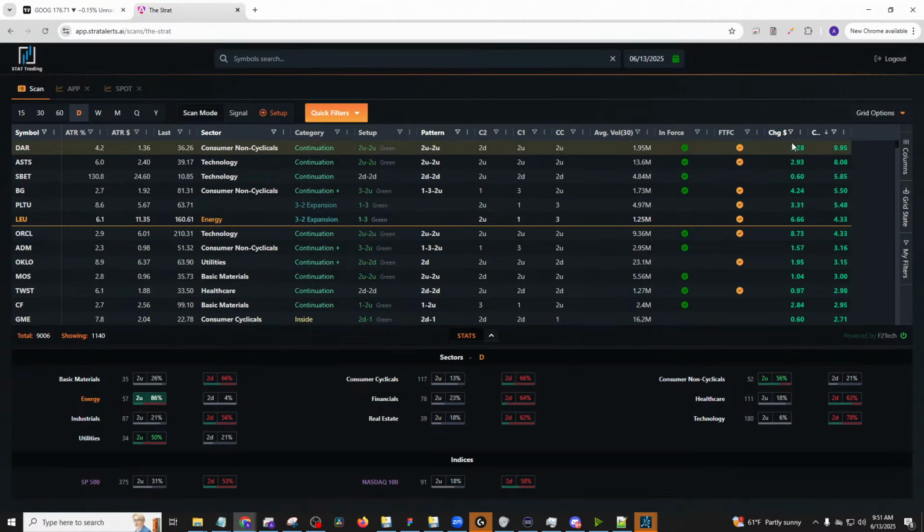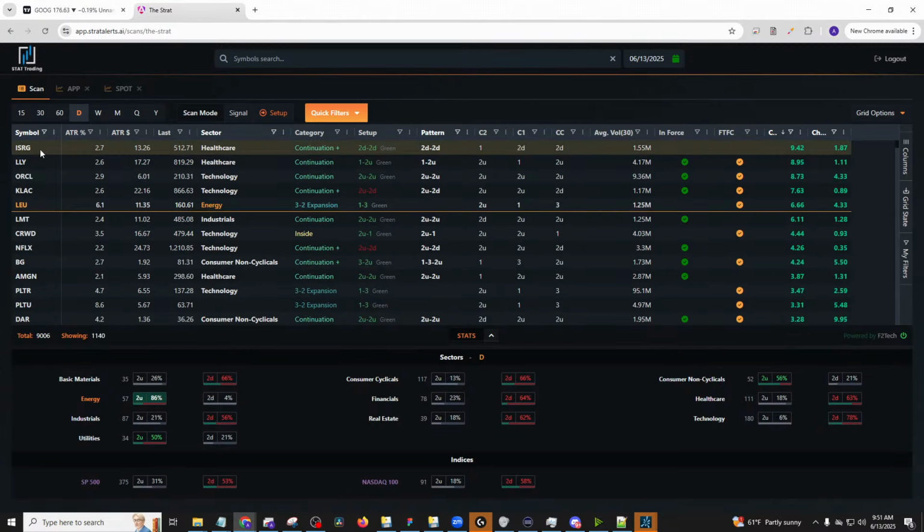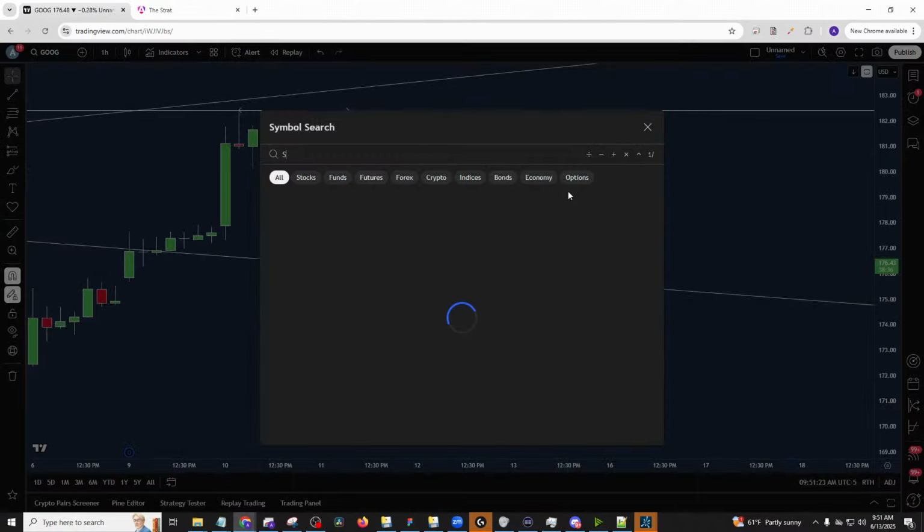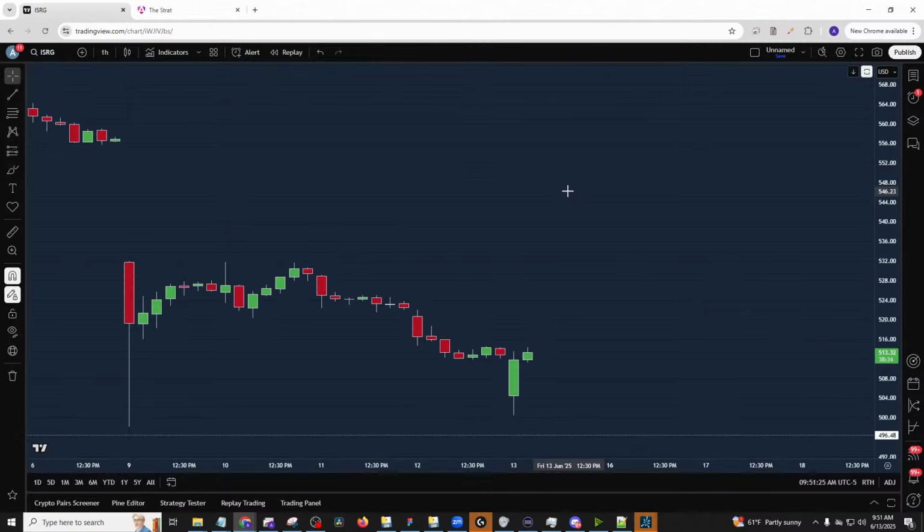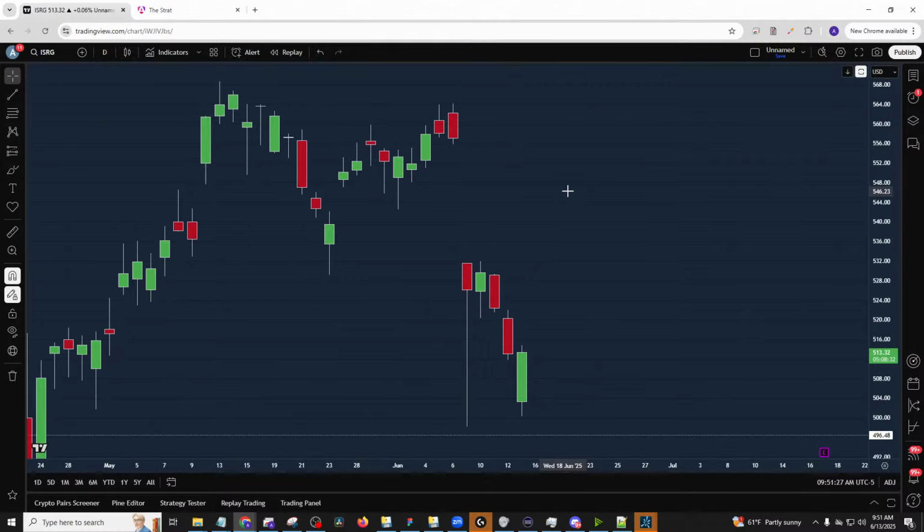The cool thing is our sorts on our scanner are done from the open, so it helps you identify those leaders, laggards. You're looking at this stuff. Looks like ISRG was the one in the healthcares we didn't see. Gap down by this morning.